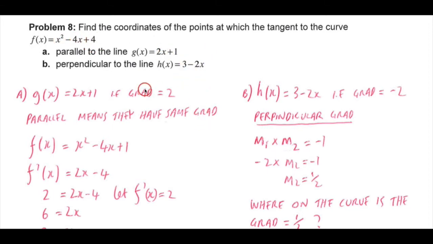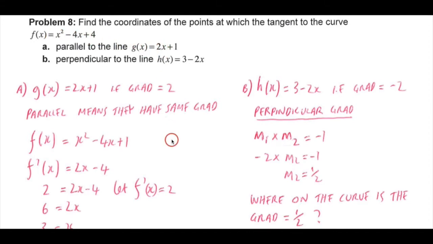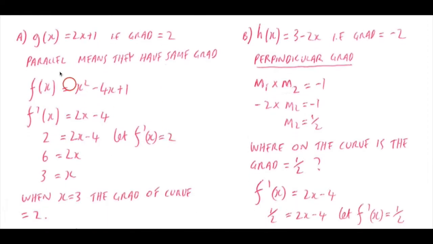So in A, we want to find where it's parallel to this equation. So we need to find the point on f of x where the curve is parallel with this. So in other words, we want to find the point on f of x where the gradient is equal to 2. So let's look at it. g of x equals this, the gradient is equal to 2, so parallel means that they have the same gradient, of course. So here's my f of x equation.